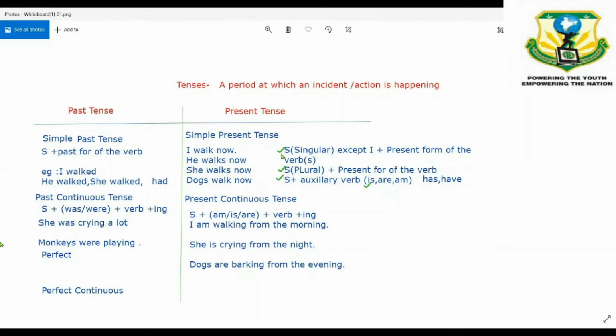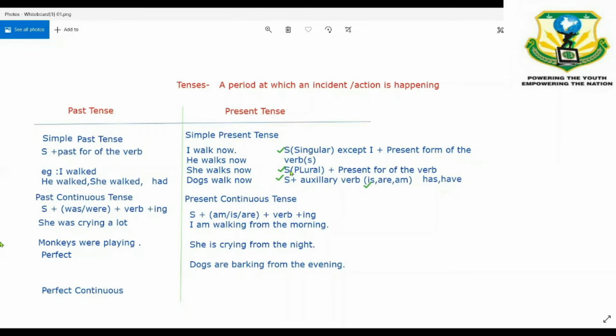The formula is: subject singular. If the subject is singular, for example he is a singular person, except I, this is not I, right? So we will always have the present form of the verb plus s. He walks now. She walks now. So always singular except I will have the present form plus s. And if we have I, it will have only the verb, not the s.